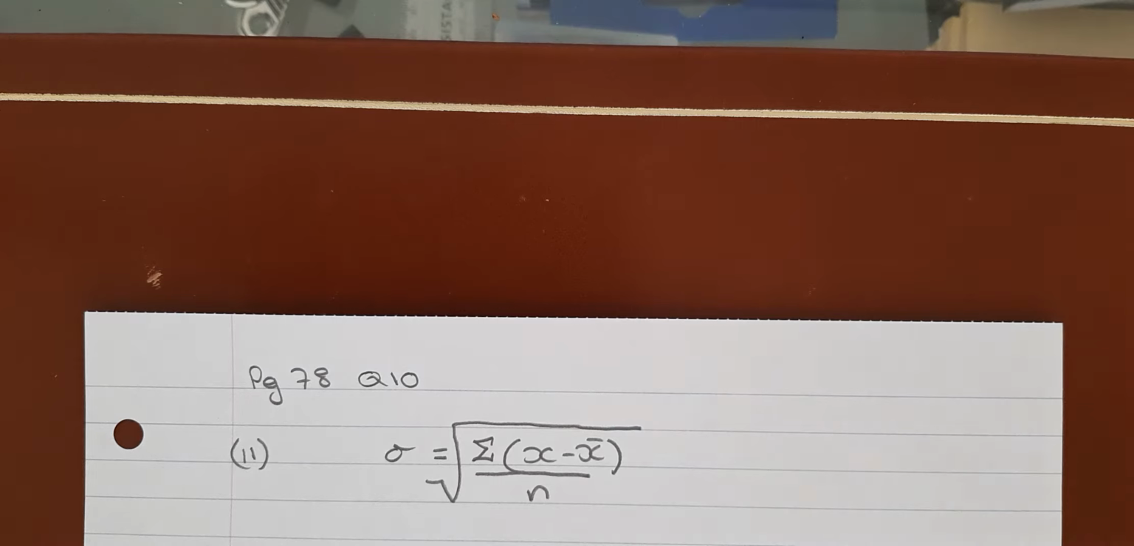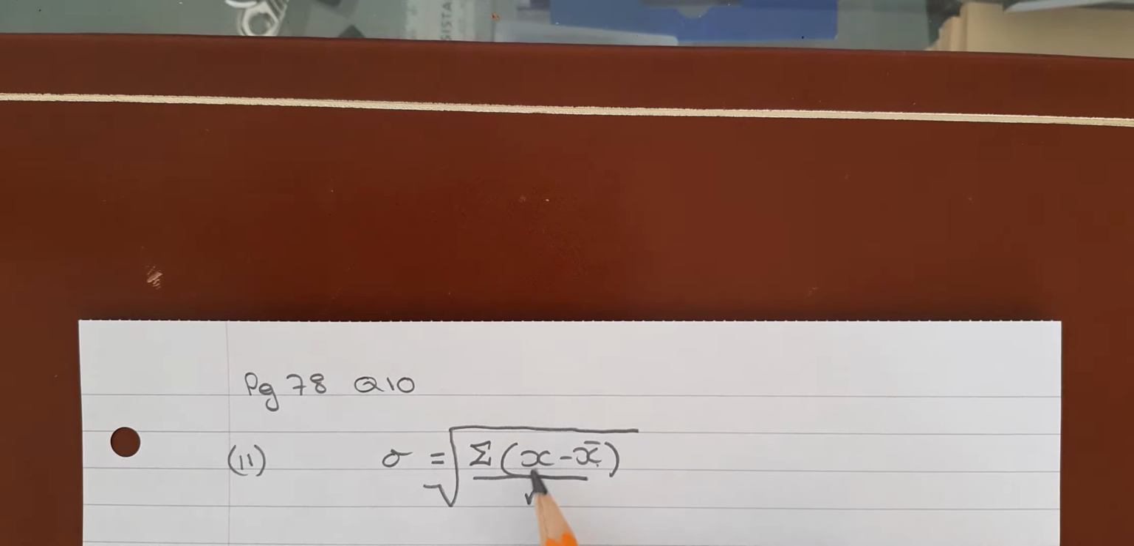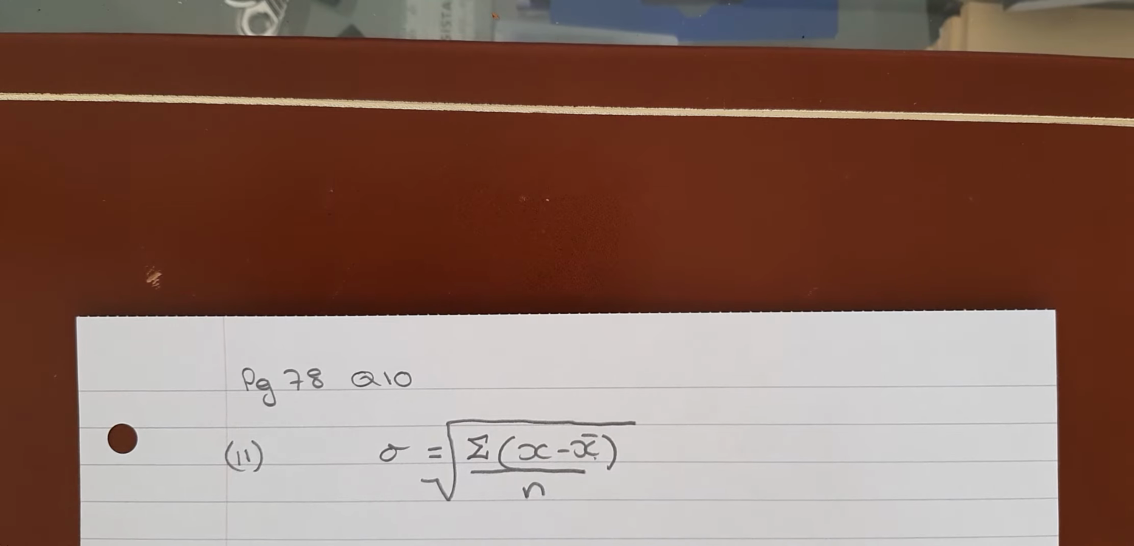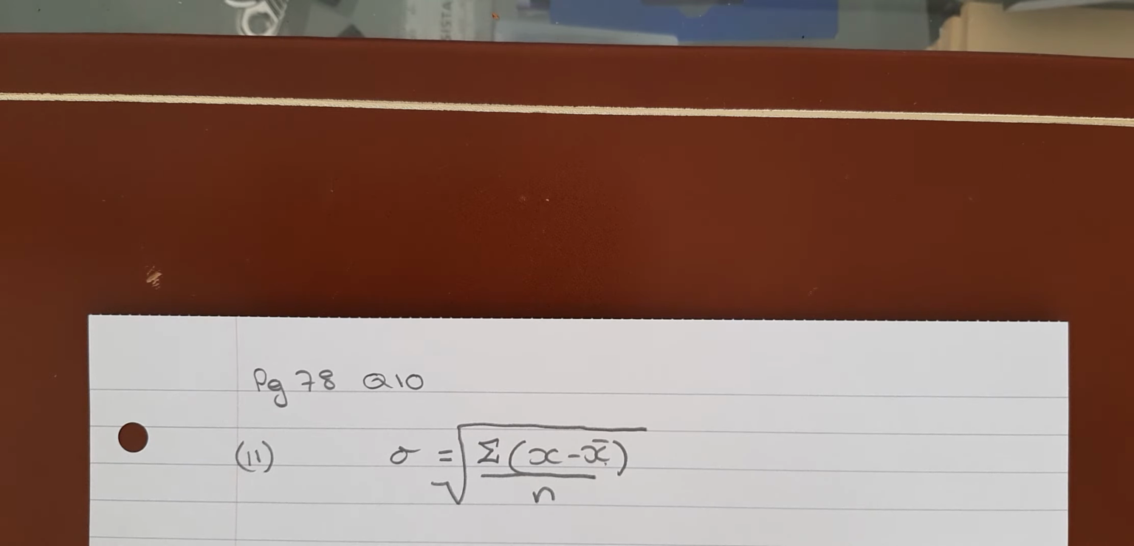So just to explain this, x with the hat on it denotes the mean or the average. So we find the deviation or the difference of each variable, which is x, from the mean. We need to get the sum of these. We need to divide them by n, which is the number of numbers, and find the square root of the whole lot of it.